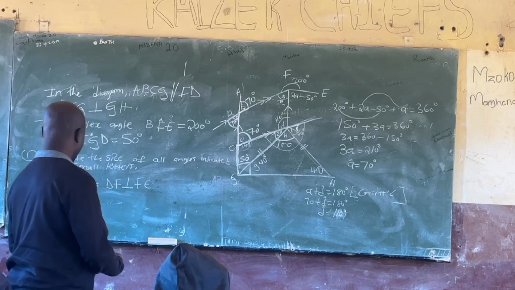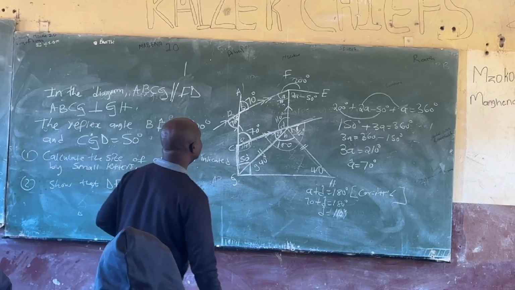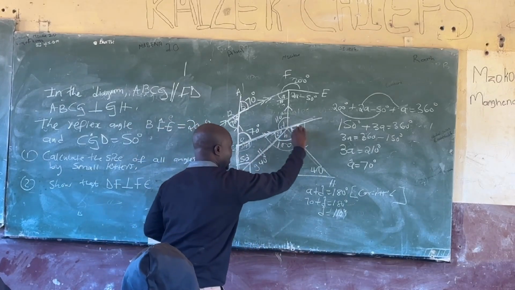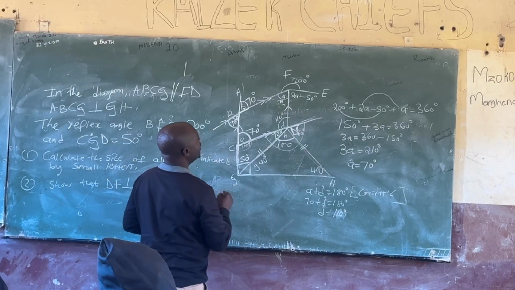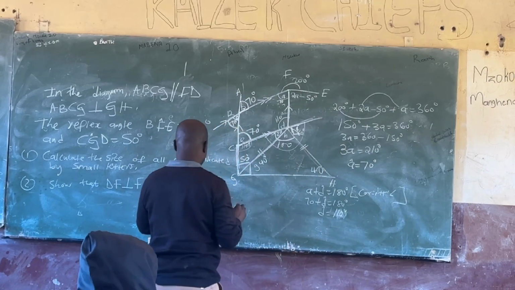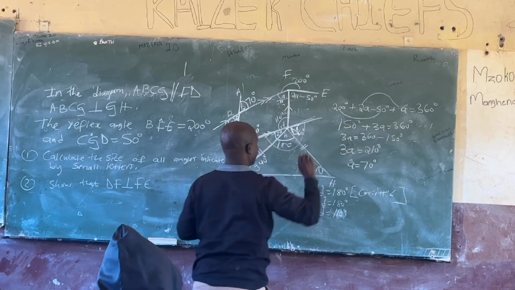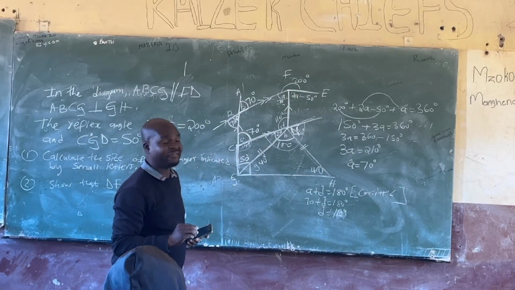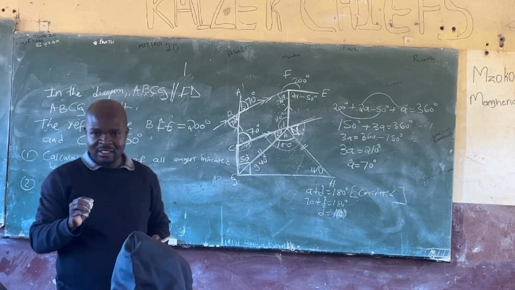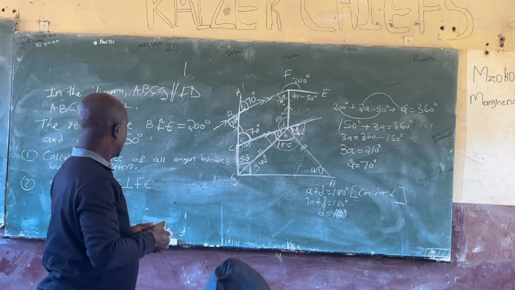Okay, let's take the next question. Show that DF is perpendicular to FE. What is DF? D is this one, and F is here. DF is perpendicular to FE, where these two lines intersect there is 90 degrees.